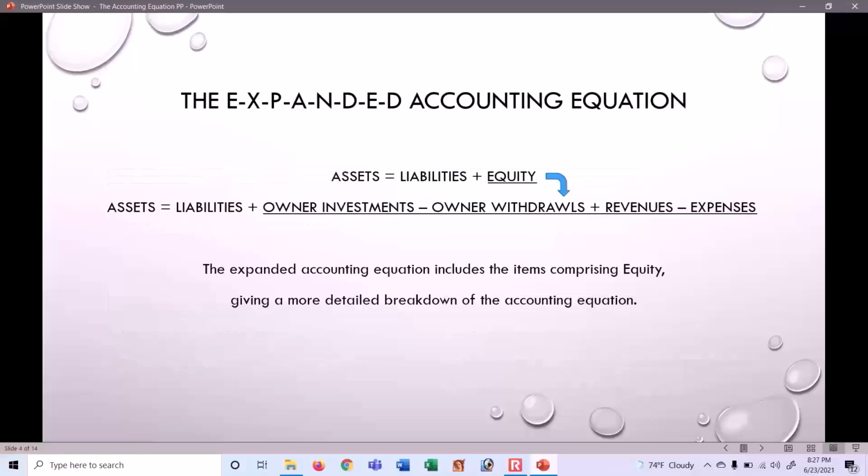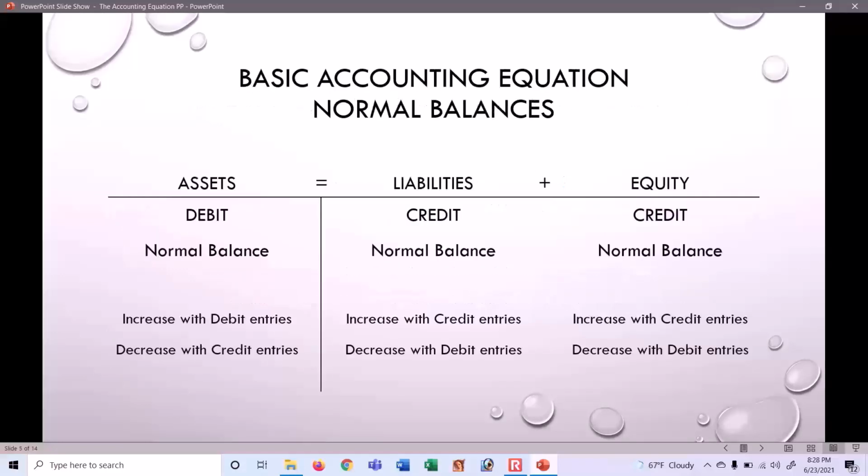Adding equity changes to the basic accounting equation results in the expanded accounting equation. Assets equal liabilities plus owner investments minus owner withdrawals plus revenues minus expenses. As you know, accounting uses debits and credits to record transactions and keep account balances. Debits are always on the left-hand side of a T account, while credits are always on the right-hand side.